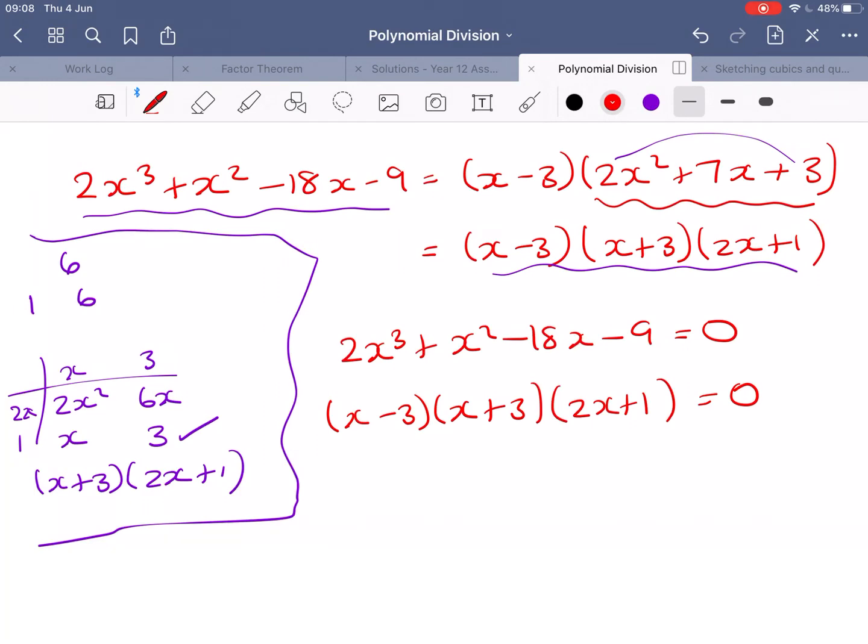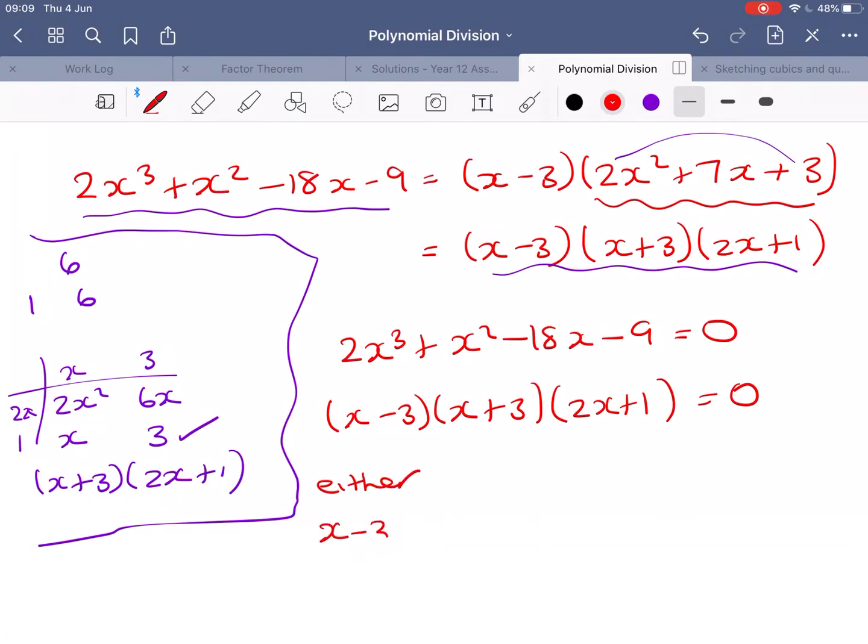Now, just like we did with quadratics when we only had 2 brackets, the only way I can multiply two things together and get an answer of 0 is if one of them is 0. Well, it's exactly the same if I've got 2 brackets, 3 brackets, 4 brackets, 10 brackets. It doesn't matter. The only way I can multiply things together and get an answer of 0 is if one of those things that we're multiplying by is 0. So I say exactly the same thing at that point.